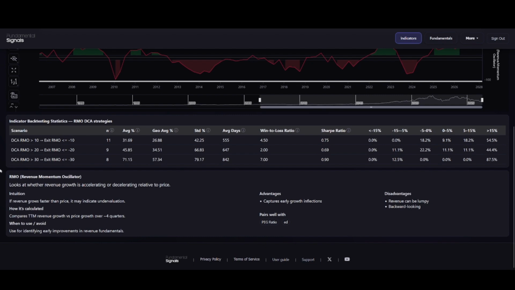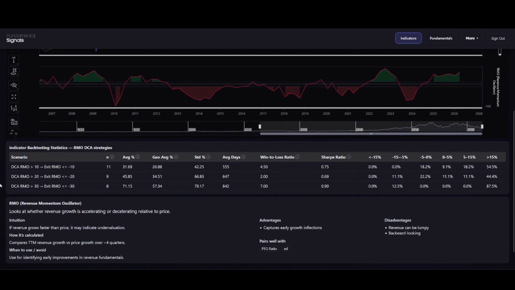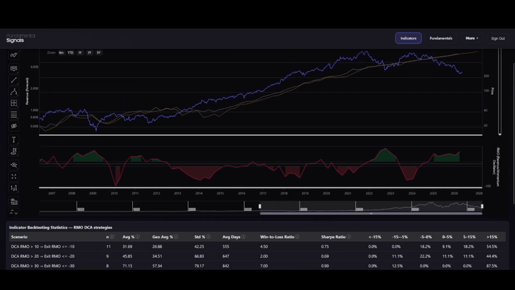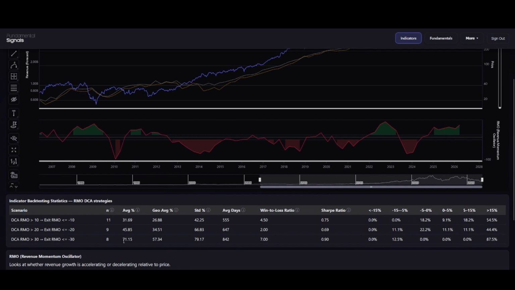Okay, on average in history, if you were to buy this stock, if you were to DCA when this indicator is above 30, right now it's sitting at like 40, 50, and then exit when it goes below -30, when it becomes overvalued, meaning the price is going higher faster than the revenue is growing, on average you would gain 71%. However, the wait time is 840 days on average.